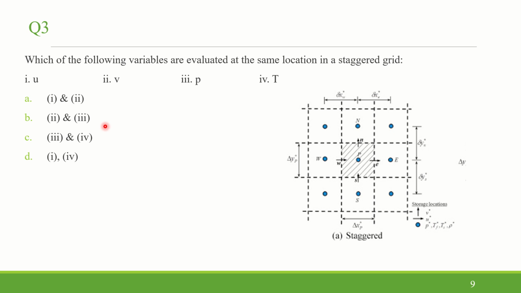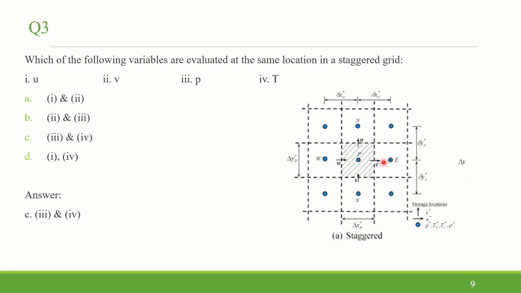So the answer is option C. Option C is nothing but 3 and 4. So which of the following variables are evaluated at the same location in a staggered grid? The answer is option C, that is 3 and 4. So pressure and temperature scalars are evaluated at the same point, same location in a staggered grid system. So option C is the right answer.